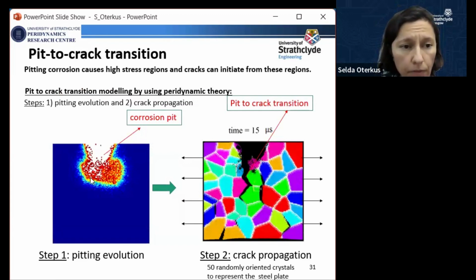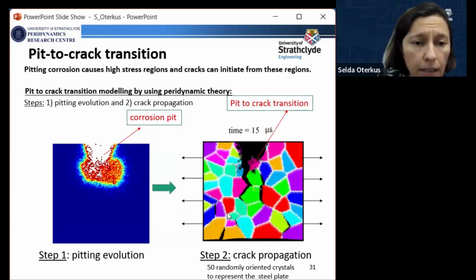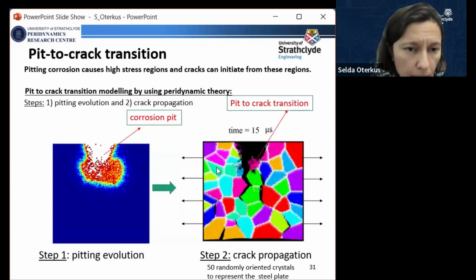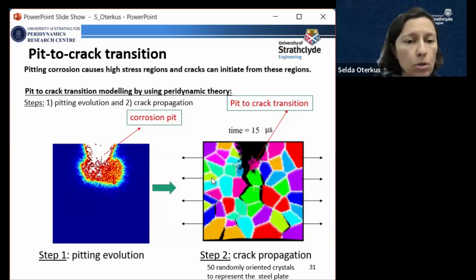Here, first, we captured the pitting evolution, as you can see here, the corrosion pit. And then we assume that this plate is subjected to some tensile loading. And of course, we simulate the grains as well. Here you can see the grains. The colors are representing the grains. Actually, the white color is representing the grain boundaries. So in this case, for example, we have weaker grain boundaries.